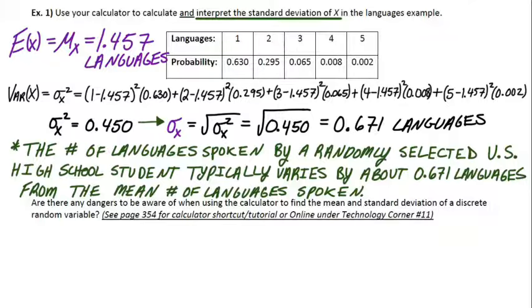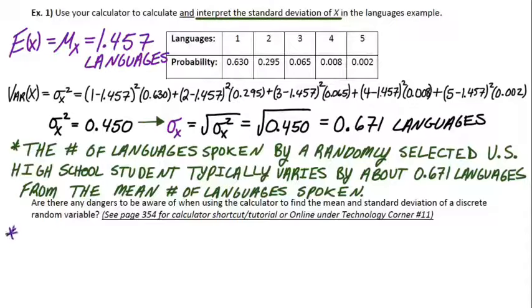The next part here says, are there any dangers to be aware of when using the calculator to find the mean and standard deviation of a discrete random variable? And if you want to see a calculator shortcut or tutorial, you can look on page 354, or if you look online, where our online textbook is at, you can look at the technology corner, number 11.